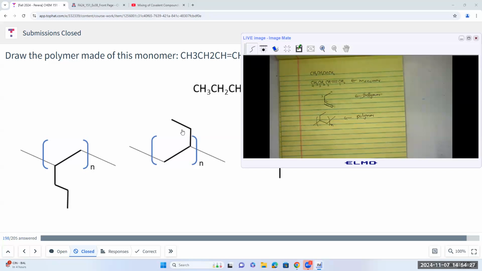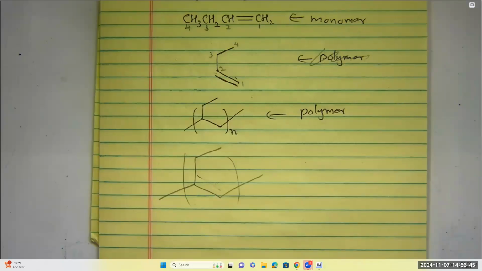So I know that you were wondering what the heck this double bond is doing there, right? That double bond is important so that it can be broken to make connection with the adjacent repeat units. That's why we have a double bond in the monomer. All right. Any other questions, concerns, comments?